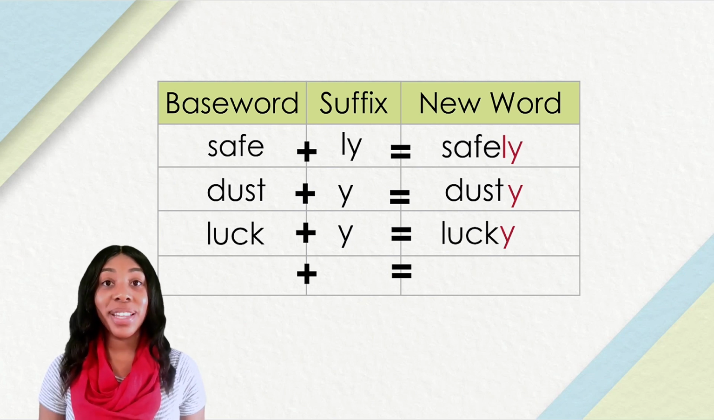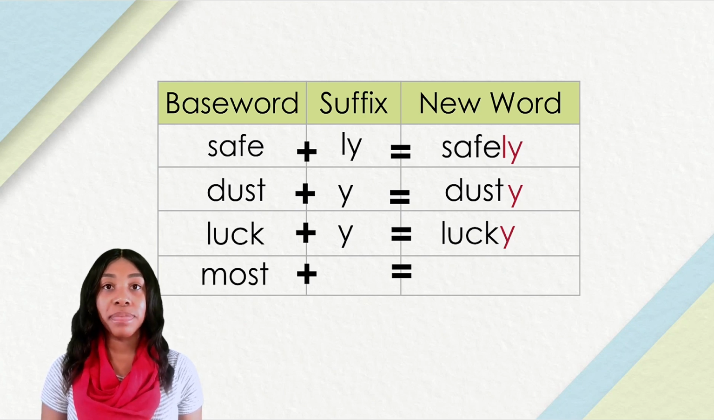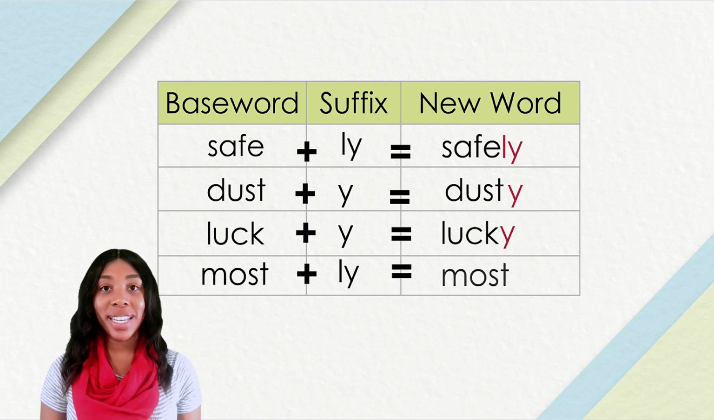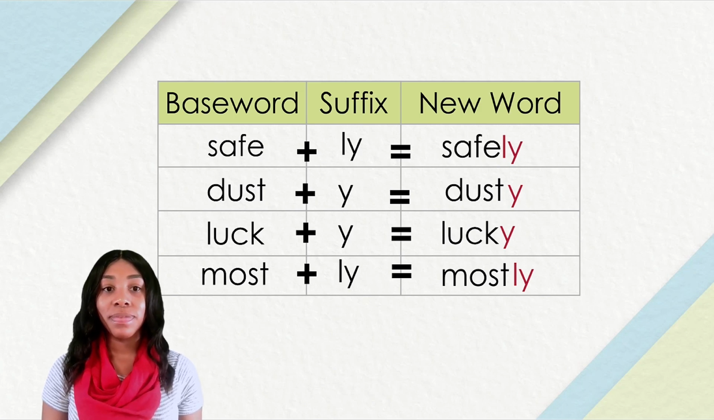Here's our last one. The base word is most. The suffix is ly. When we put these two parts together, what new word do we have? Mostly. How did the suffix change the meaning of the base word? It means that something is true most of the time. Go ahead and write the word mostly on your paper.